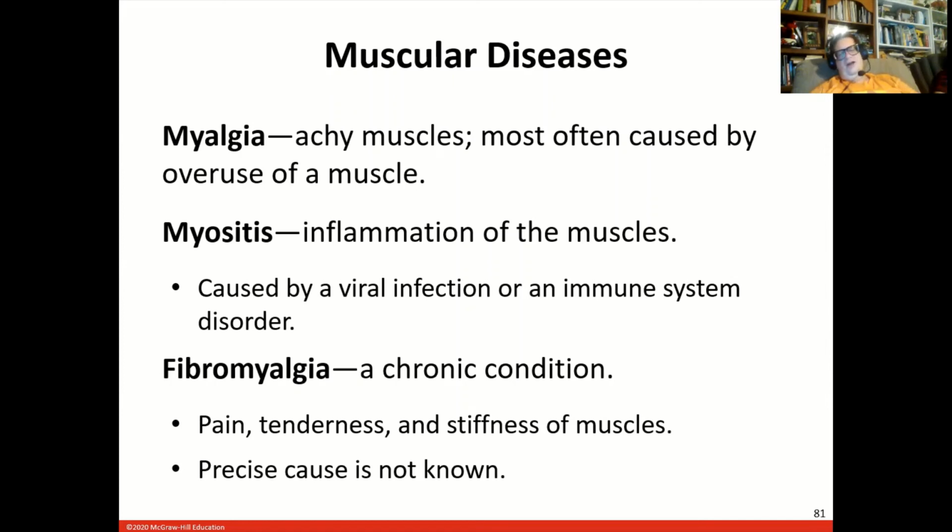Myositis, remember itis, inflammation, myo, muscle. This is inflamed muscles. This is a bigger deal. This is not good. This could be a viral infection. This could be a problem with your immune system.